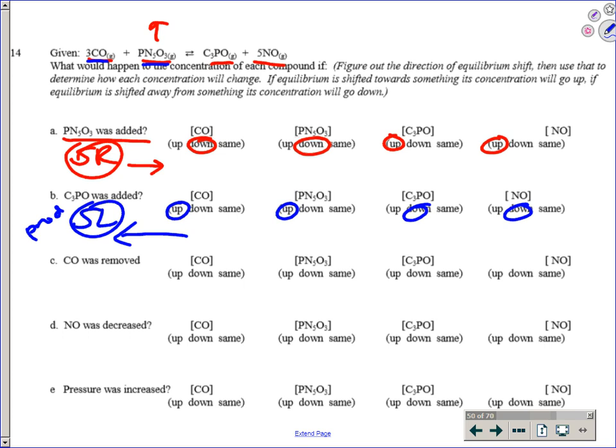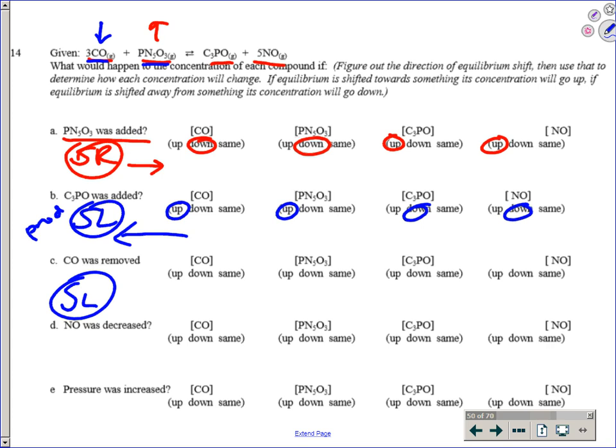Okay, let's keep going. Carbon monoxide was removed. Once you know the shift, you should be able to get the idea of concentration changes. But what's happening here? What kind of shift? As you decrease a reactant, we want to make more of that because we need to get it back up to where it once was, and that's going to be a shift left.